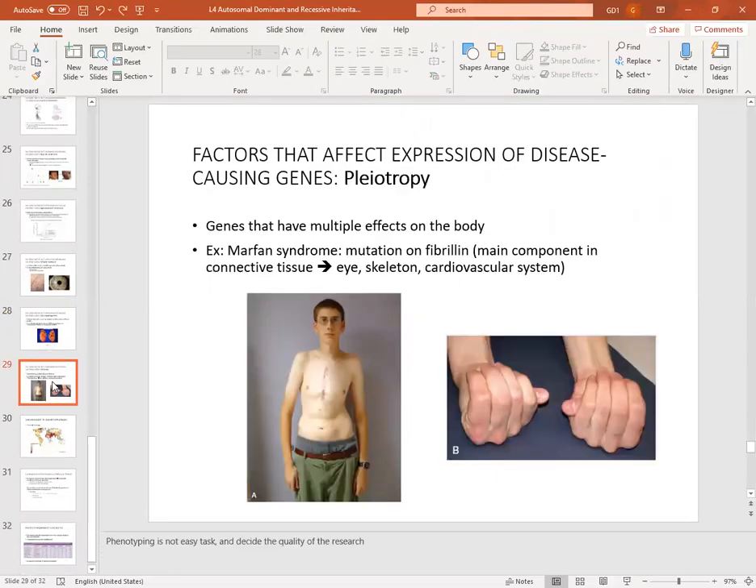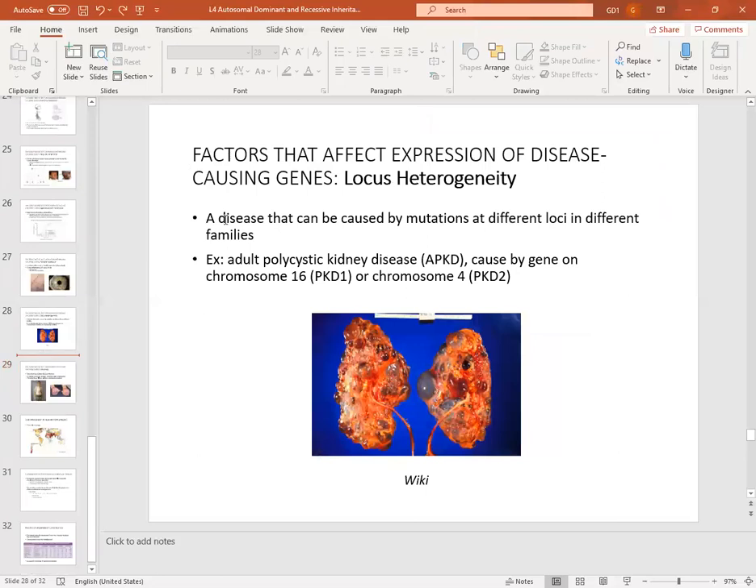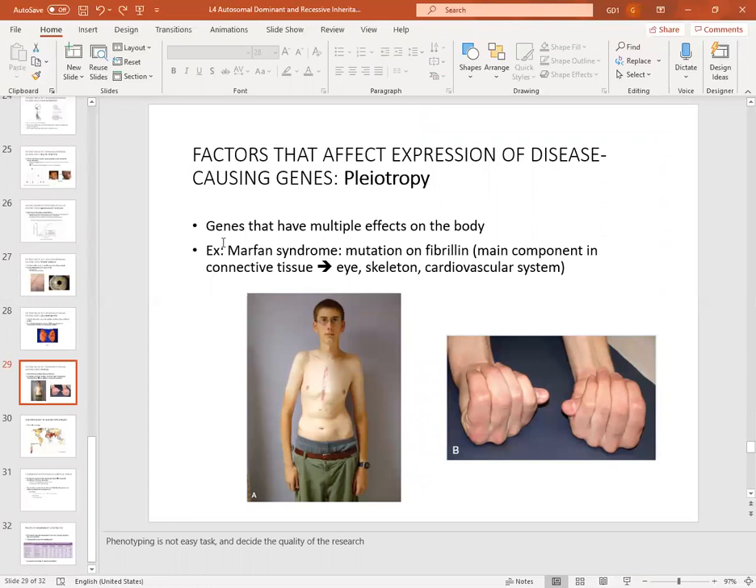Another is pleiotropy. It's the reverse of locus heterogeneity. In that one, many different genes have the same effect, but the reverse is one gene having multiple effects. Like we mentioned before, one gene is in the center of the biochemical pathways in the cells. So different mutations in the gene may go to another pathway. This mutation of the same gene goes to another pathway effect.